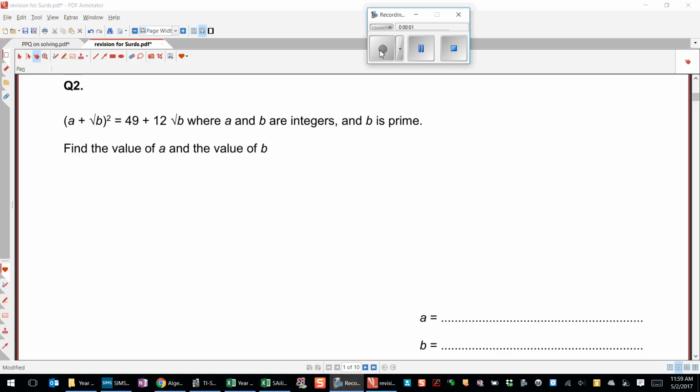Okay, so pay special attention to this one. What we've got here looks complicated, but all we're saying is, this is the form of the answer I want when I get this, right?